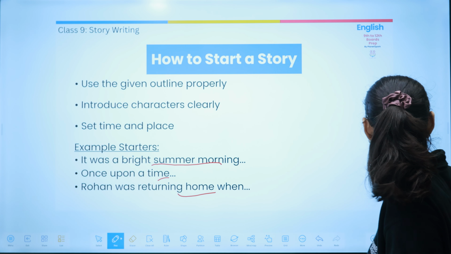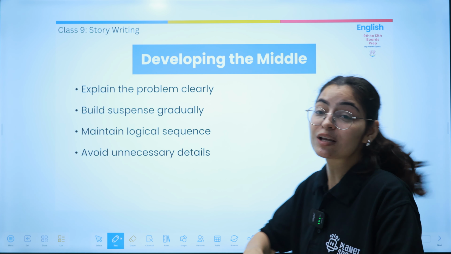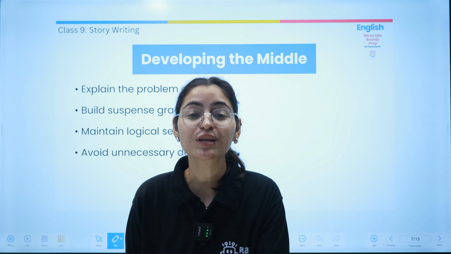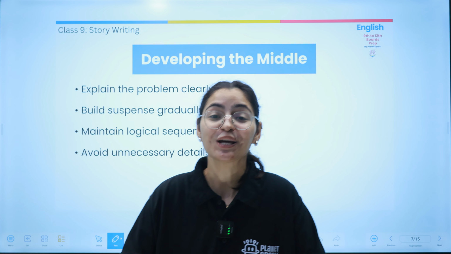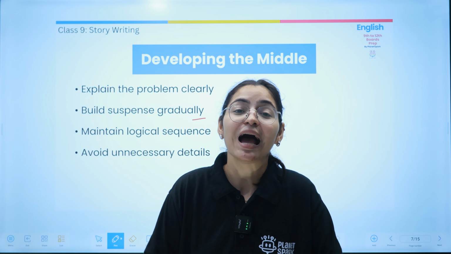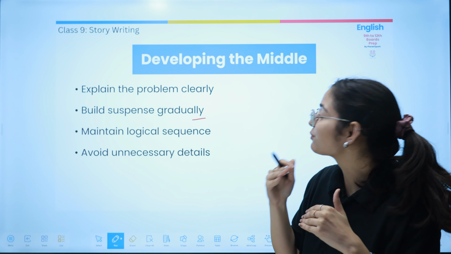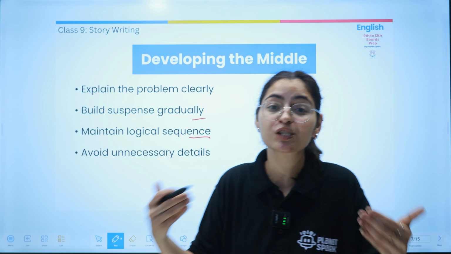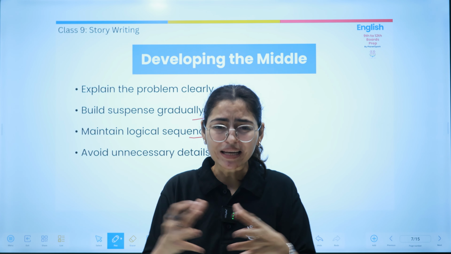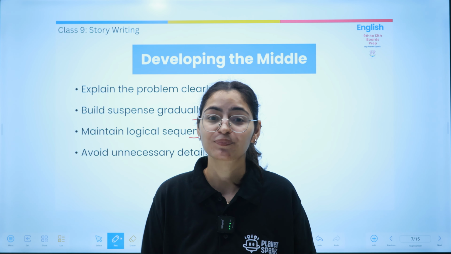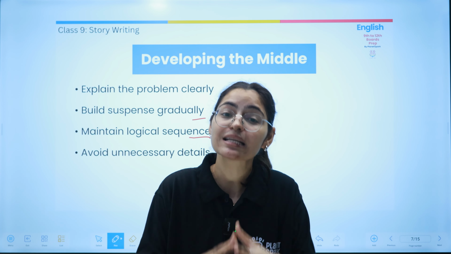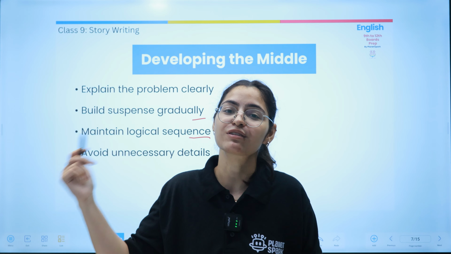Now let's talk about the middle part, which is also developing the problem or the adventure. This is where your story becomes very interesting. You have to build the suspense very gradually and slowly, and you have to describe the events in a proper, logical sequence. Avoid unnecessary details and do not add many characters because it becomes very messy. Every sentence should move the story forward and should connect logically with the previous one.